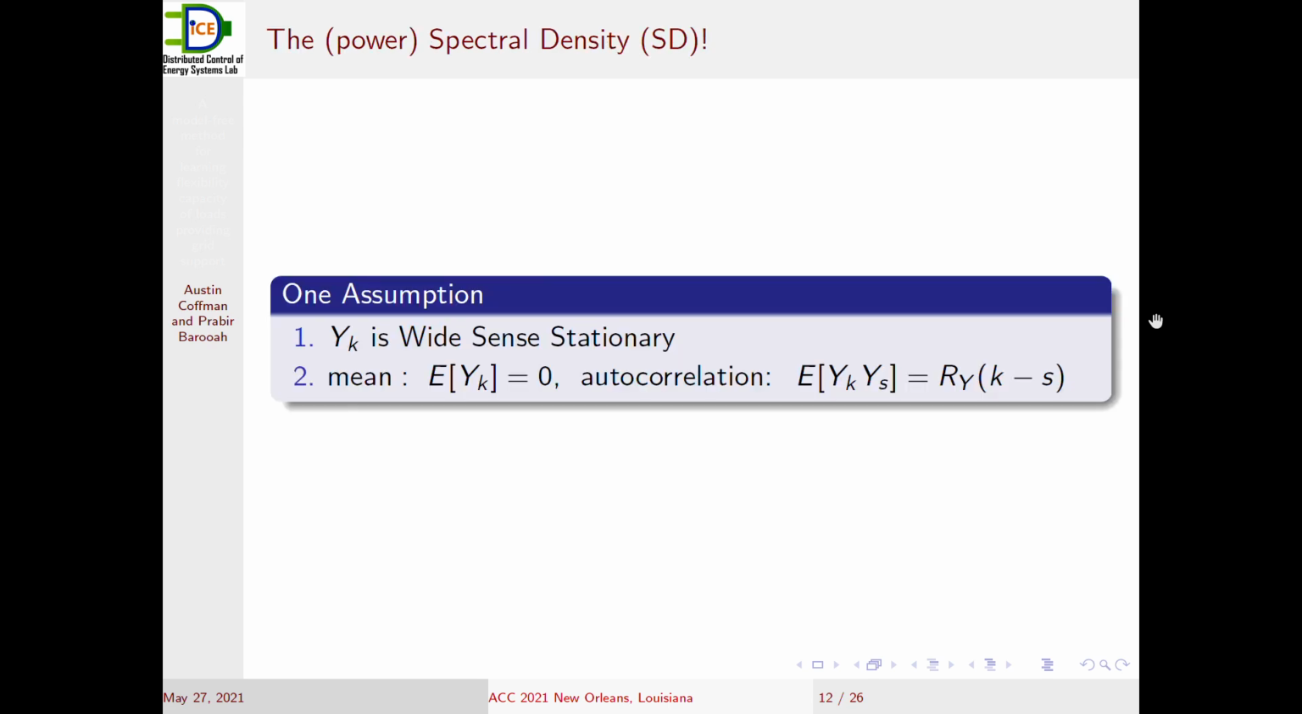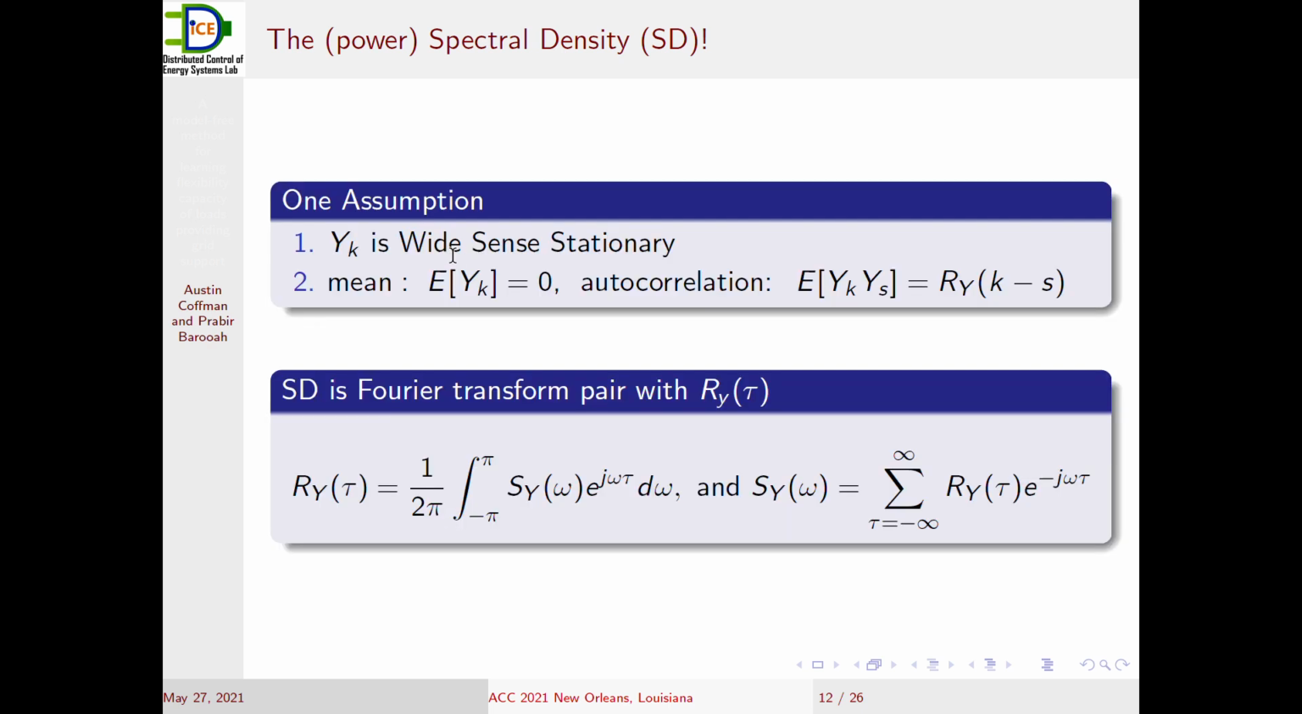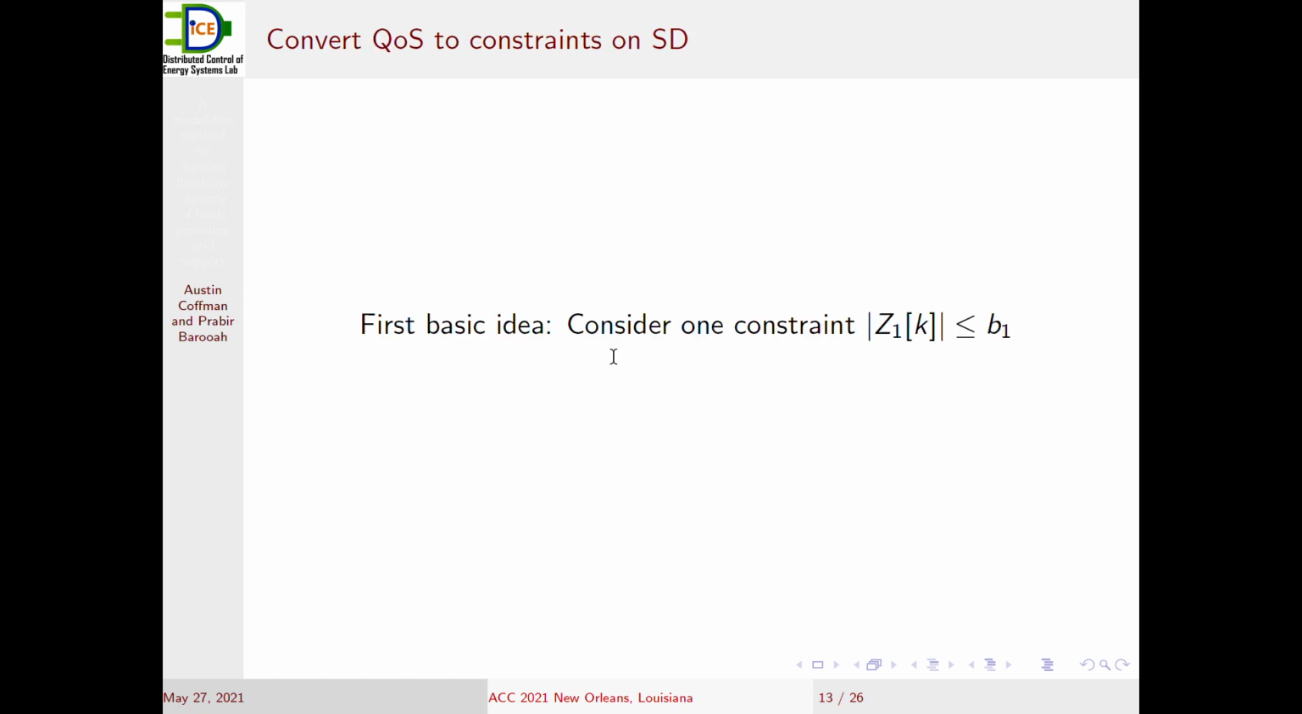And so a technical assumption is we need Y to be wide-sense stationary. And so the idea is with that, then the autocorrelation of Y and the spectral density are Fourier transform pairs. So now the idea is we want to take this constraint and put it in terms of the spectral density of the power deviation. And so in order to do that, there's two steps.